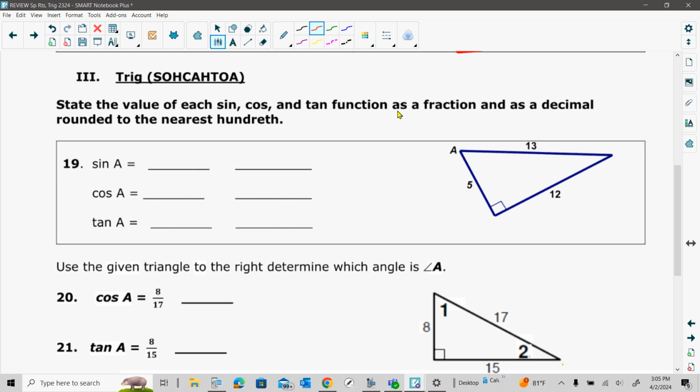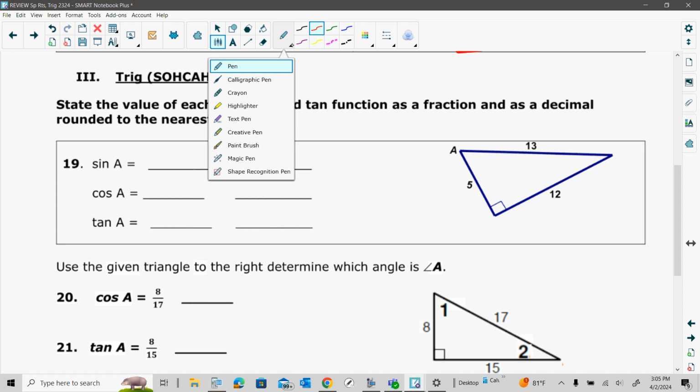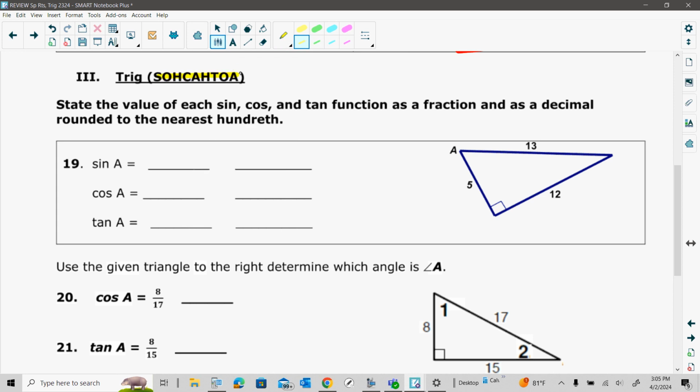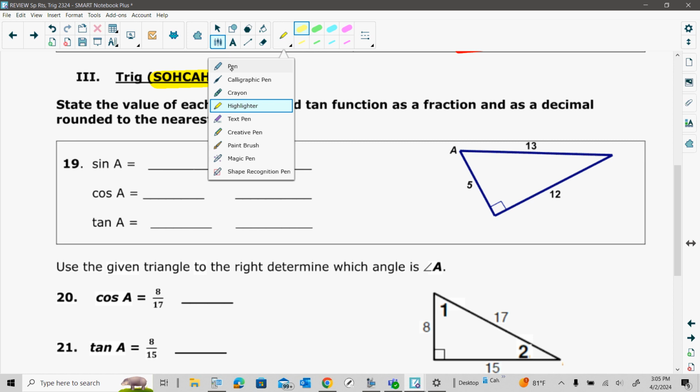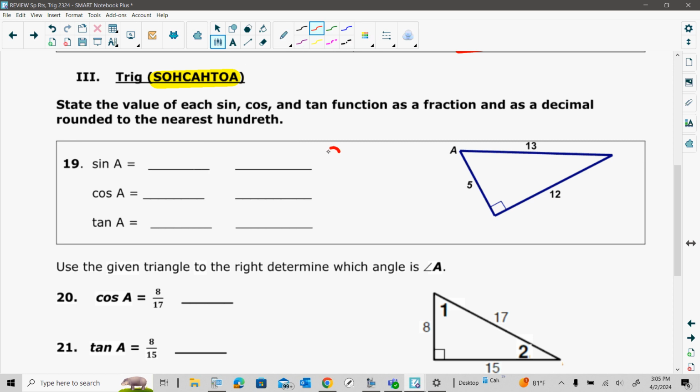Okay, so now this next section is all trig. This acronym here is to help you set it up. I tend to like this setup a little better. Your S, your sine, let me change that. S for sine is when your O is over H. C for cosine is when A is over H. And T for tangent is when O is over A.